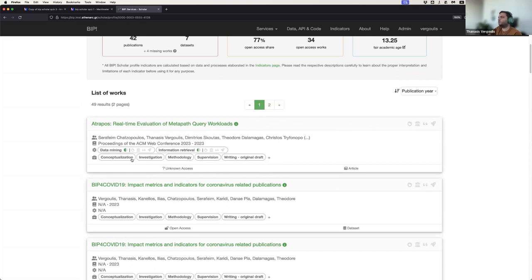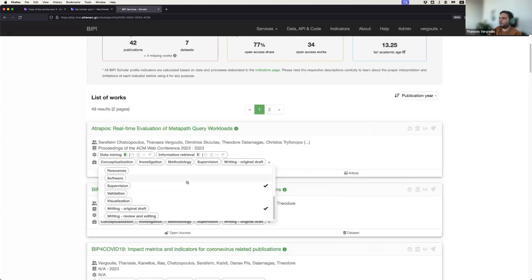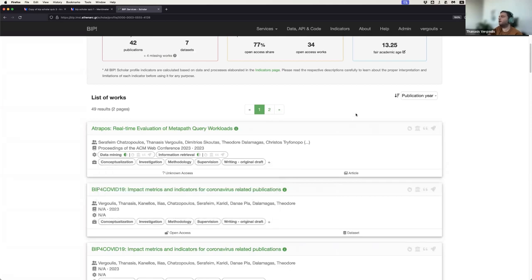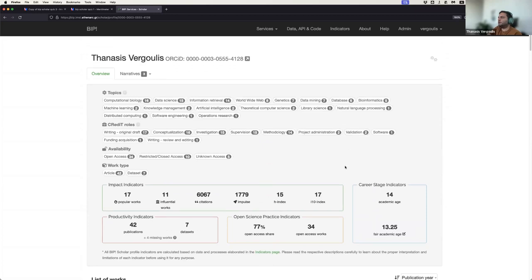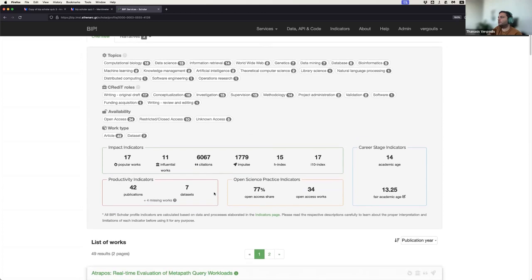So for example, here I have provided that for this paper, I have contributed to the conceptualization, investigation, methodology, but also to writing. Of course, I can add any of the terms from the CRediT terminology that is well adopted by various publishers and has recently become an ISO standard. And here you can see some values for different indicators that we group together based on their purpose, the aspect that they are trying to capture.